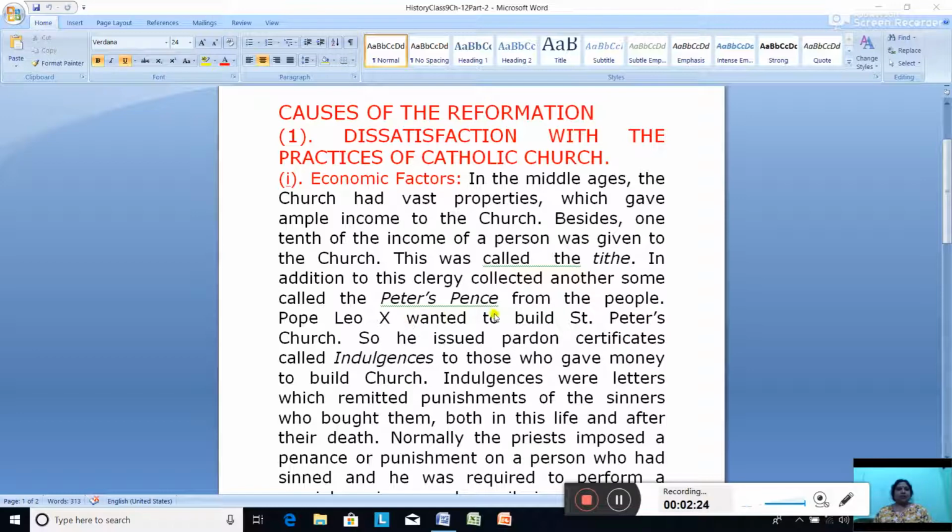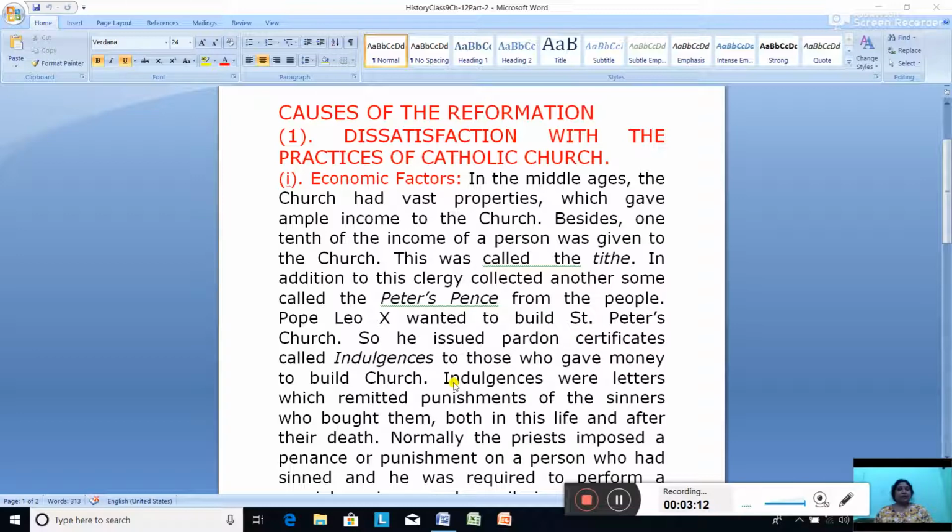Then another is Peter's Pence. In addition to this, the clergy collected another sum from the people, called Peter's Pence. Then Pope Leo X wanted to build St. Peter's Church, so he issued a pardon certificate called Indulgences to those who gave money to build the church. This pardon certificate was given to those people who gave money to build St. Peter's Church.